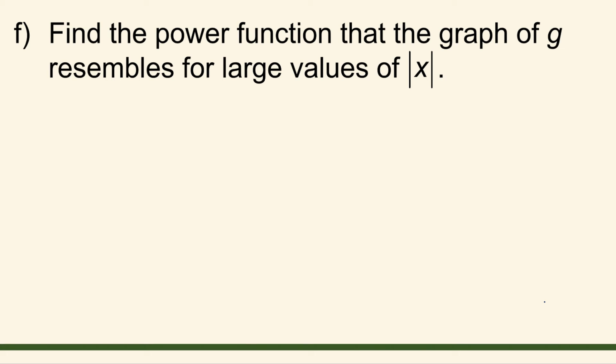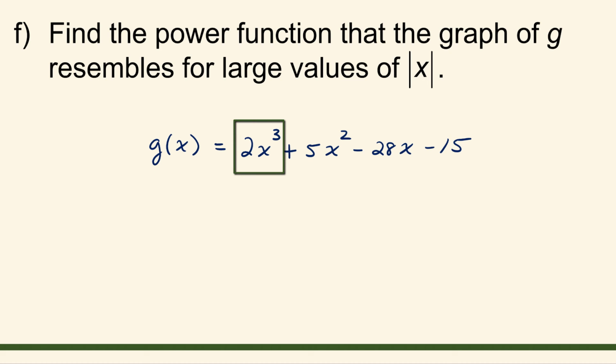Part F. Find the power function that the graph of g resembles for large values of the absolute value of x. The power function that the graph of g resembles is given by the term with the highest power of x. Going back and looking at our function g of x, we can see that the highest power of x is 3. Our leading term is 2x cubed. Thus, the graph of g will resemble the power function y equals 2x cubed.